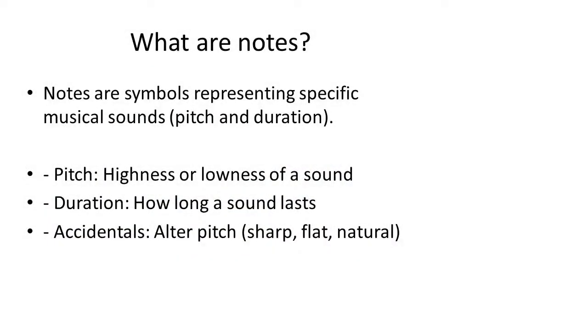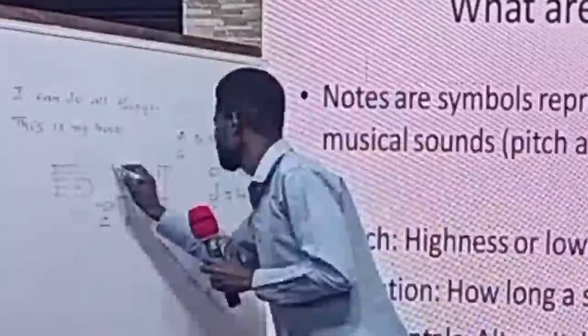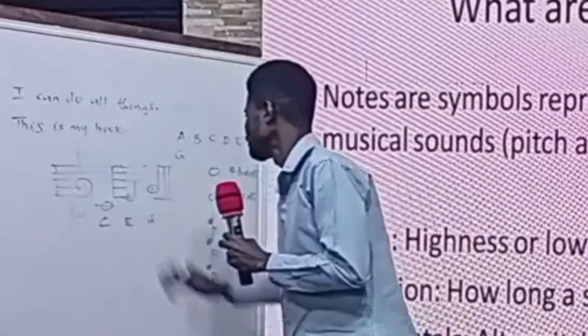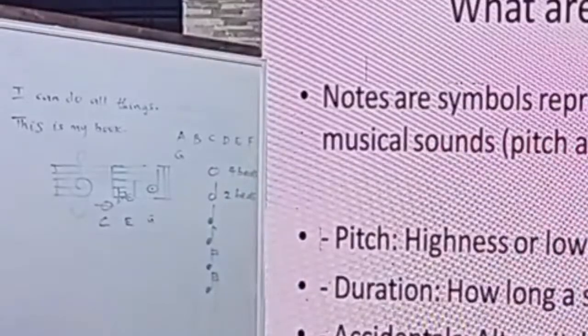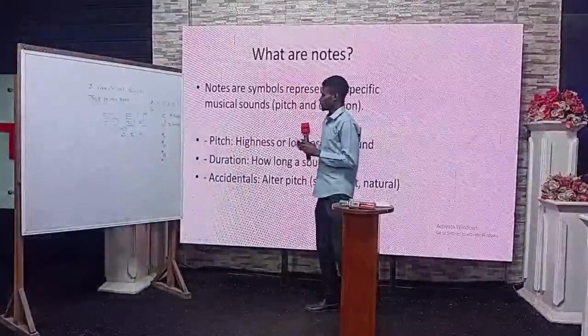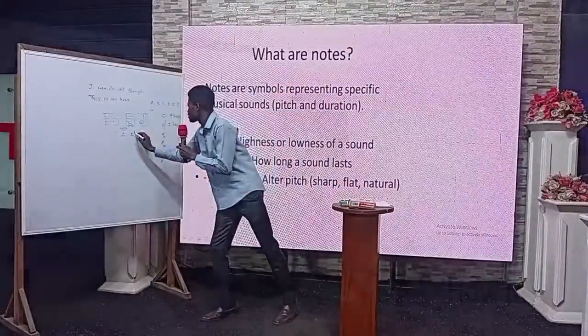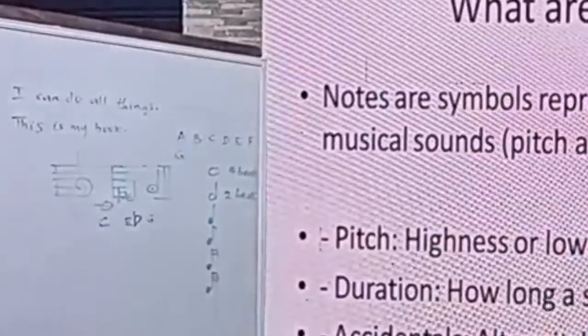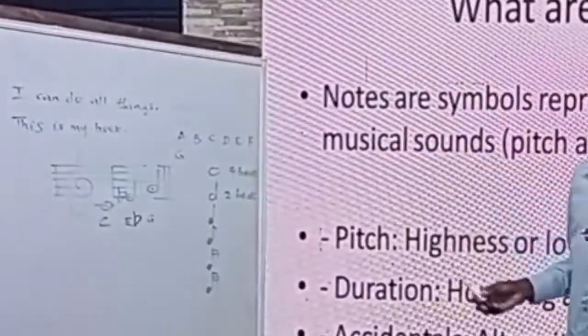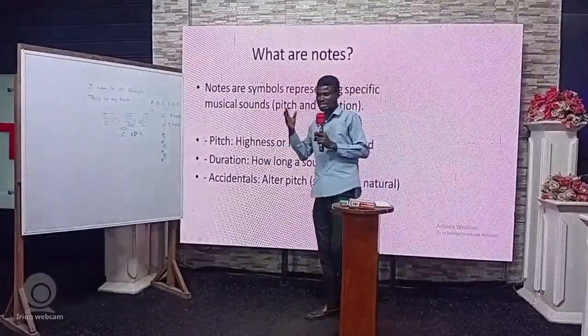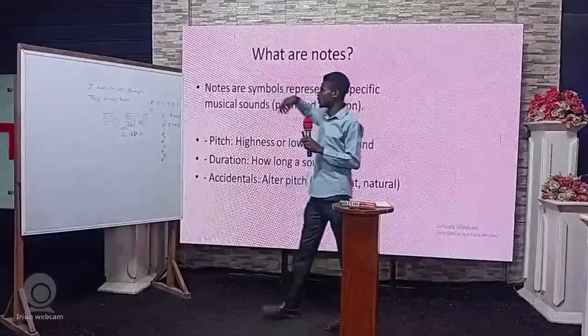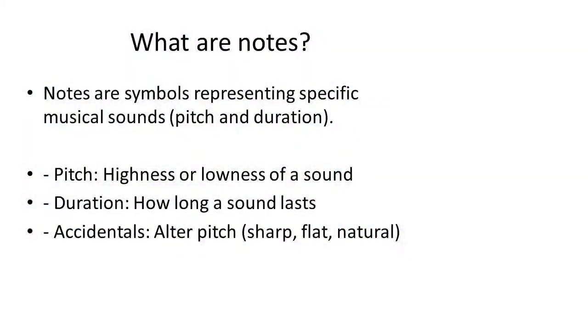For instance, I have a note here, E. I can reduce the pitch of this note by a semitone, by putting an accidental called flat here. Now, I have altered this pitch from E to E flat. So we have symbols that we use to alter the pitch of a note. The pitch of a note simply means the highness or the lowness, the height or the depth of a sound.